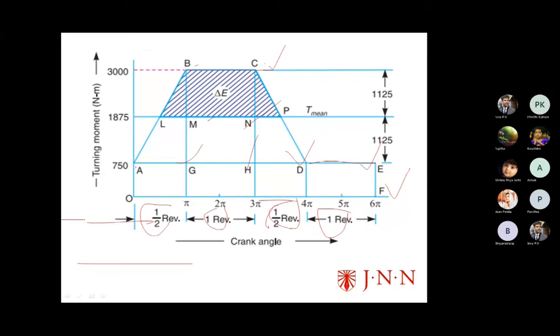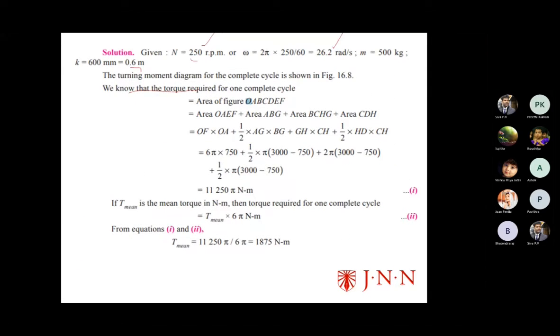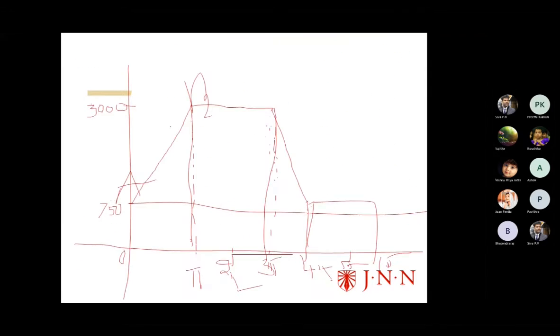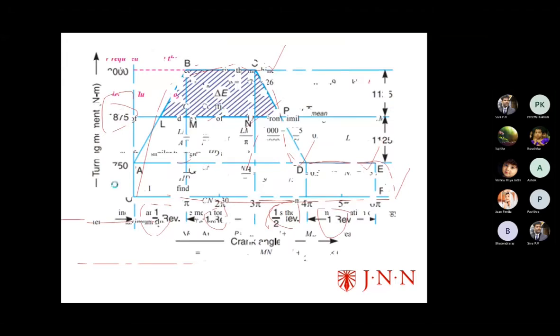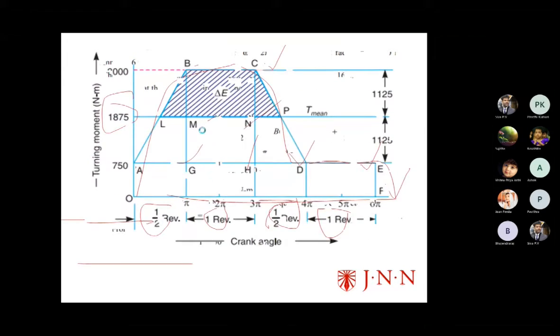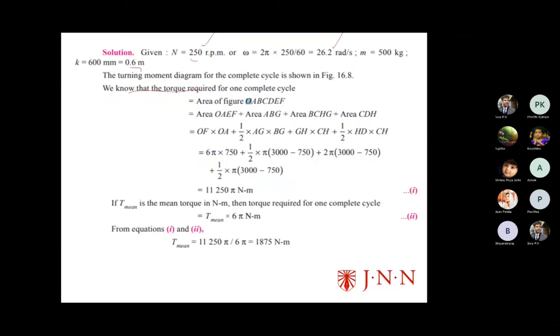We don't know the crank position. Based on the crank position we plot the diagram, but it is mandatory to find the mean line. So 1875: how did this 1875 come? This is the concept. Now the area of the figure OABCDEF. Correct? See, we have to look at the complete figure OABCDEF. So first the triangle OAEF.